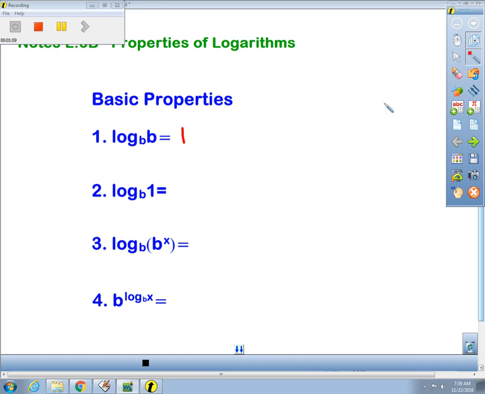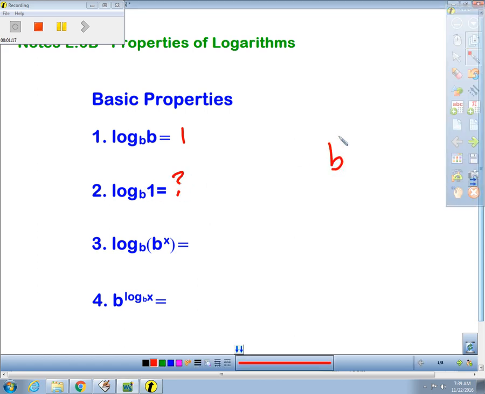Second property. Again, these are basic properties. What is the log base b of 1? Well, again, if I ask myself, b to the what power equals 1? Now, if you recall, if I raise anything to the 0 power, it is always equal to 1. So the log base b of 1 equals 0. It doesn't matter what the base is. If you're taking the log of 1, it's going to equal 0.